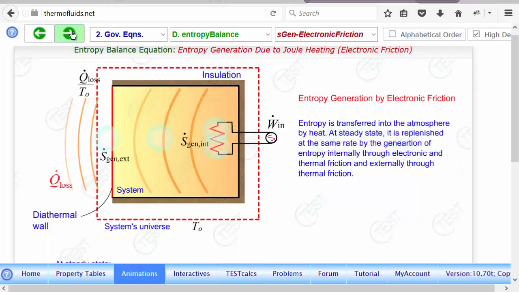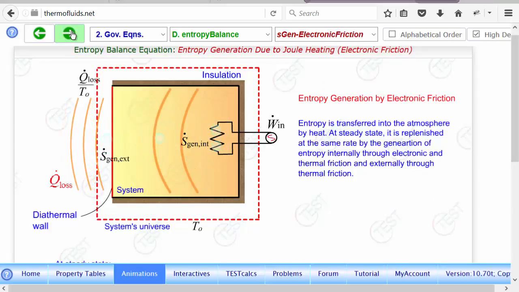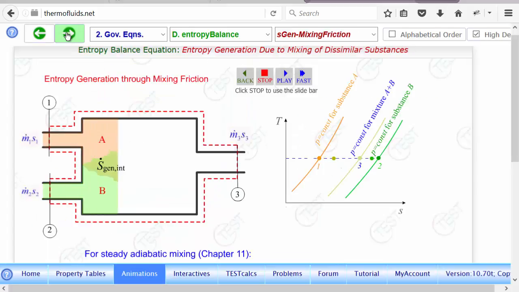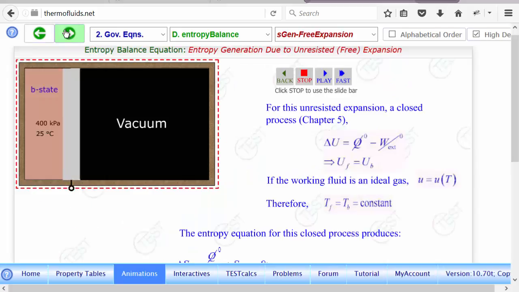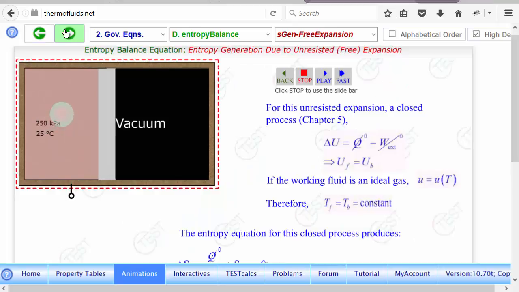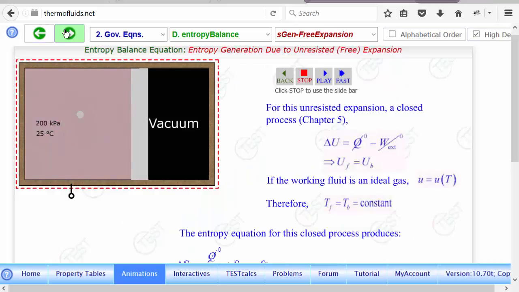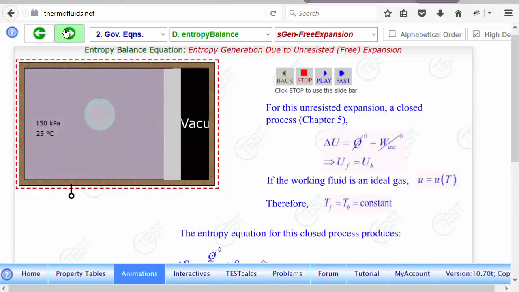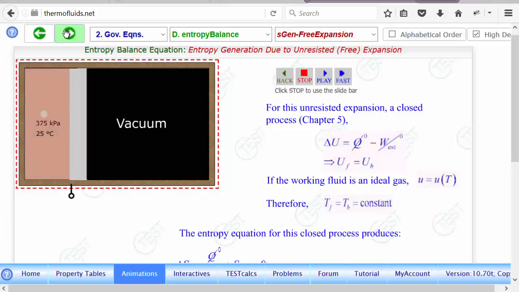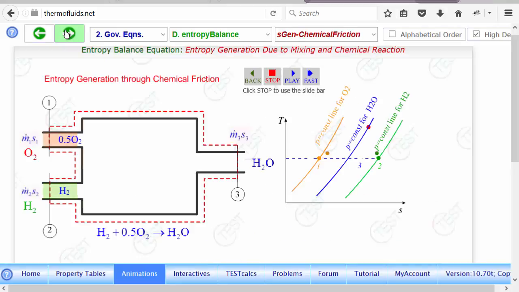Here there is some electrical friction because there's an electrical wear. In this case, two different fluids are mixing, and during mixing there is friction. It's called mixing friction. So there are different types of entropy generation that I'm trying to show you here. This is another case called free expansion. This is another fundamental way in which entropy is generated.